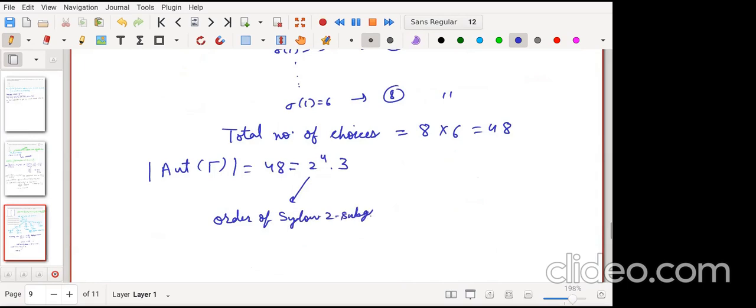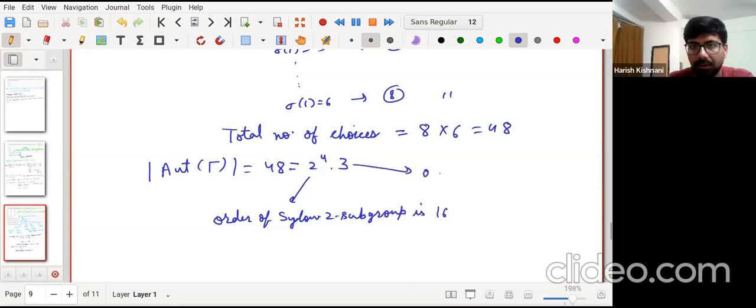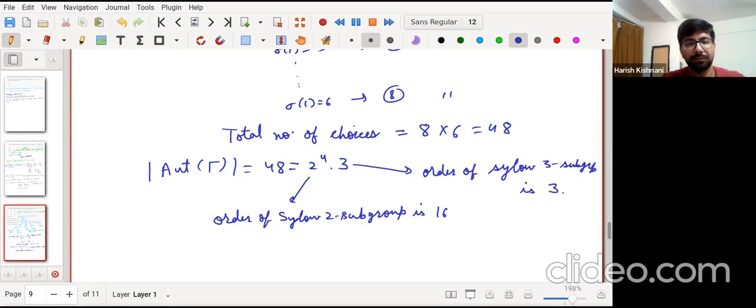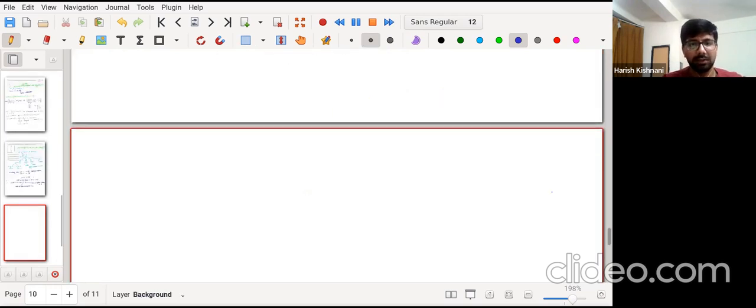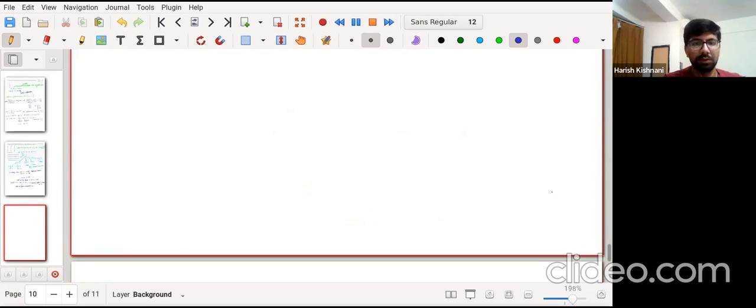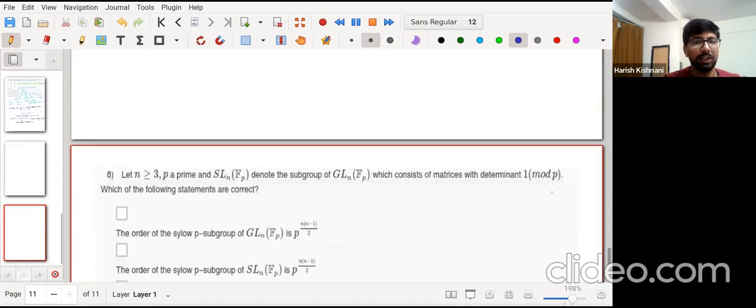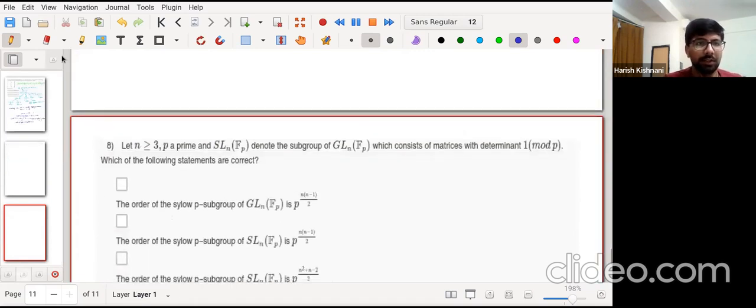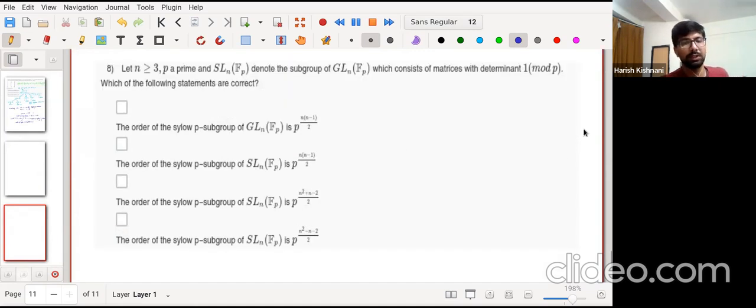The order of Sylow 2 subgroup is 16, and the order of Sylow 3 subgroup is 3. Okay, so today we will discuss one more question, and the rest of the questions will be discussed in tomorrow's discussion session. Tomorrow you have one more discussion session with some other instructor, so he will discuss the rest of the questions. So this is the last question for us.